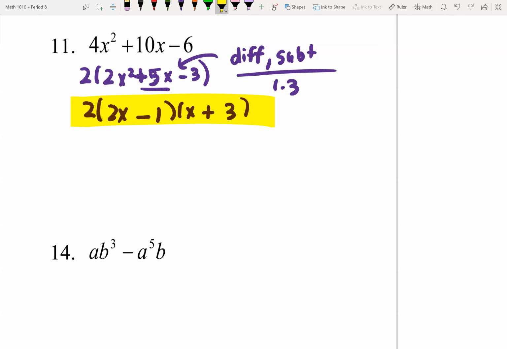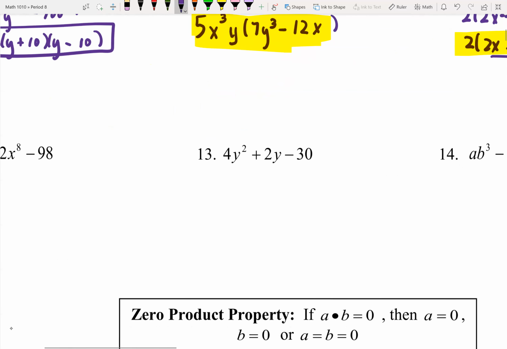Who says gotcha? Let's see. Okay. I have a question. Really quick question. If I FOILed these out and then distributed the 2, what would I get? What I started with. I would have just gone in a circle. Okay, good. Okay, here's question 12.